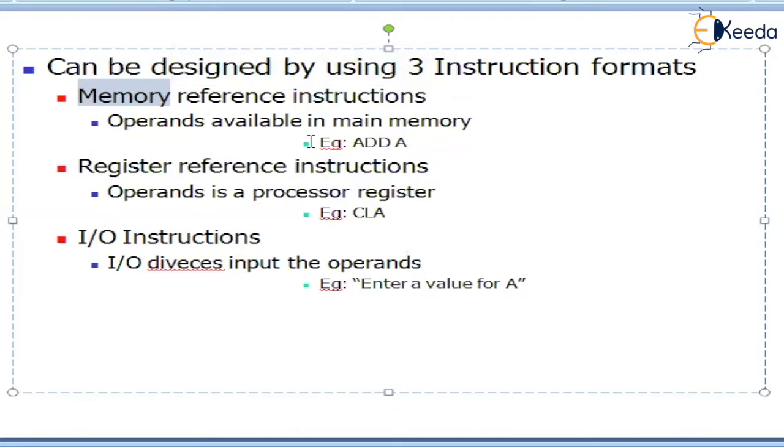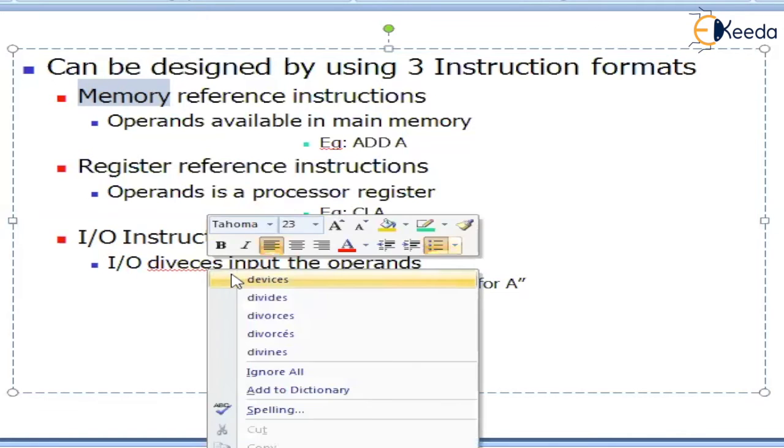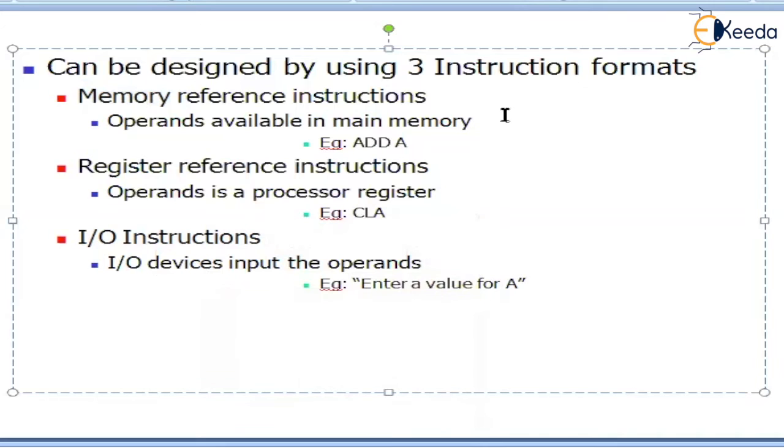If you want to execute an instruction and the operand for the instruction is available in the processor register itself, then these instructions are called register reference instructions. And when you are executing an instruction and you are going to get an operand from the IO devices, then these instructions are called IO instructions.